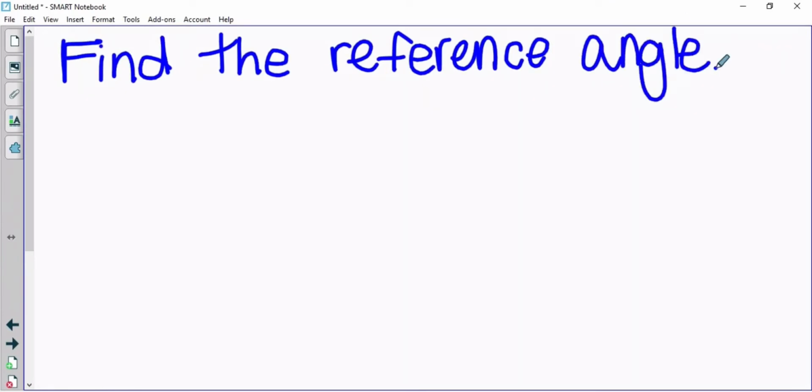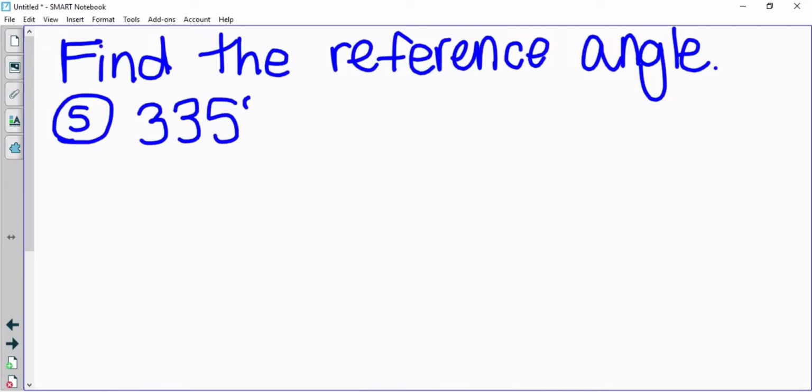If I give you an angle in degrees, I want the reference angle in degrees. And if I give you an angle in radians, I want the reference angle in radians. So we'll start off in degrees. Let's start off with 335 degrees. Let's see where that one is.